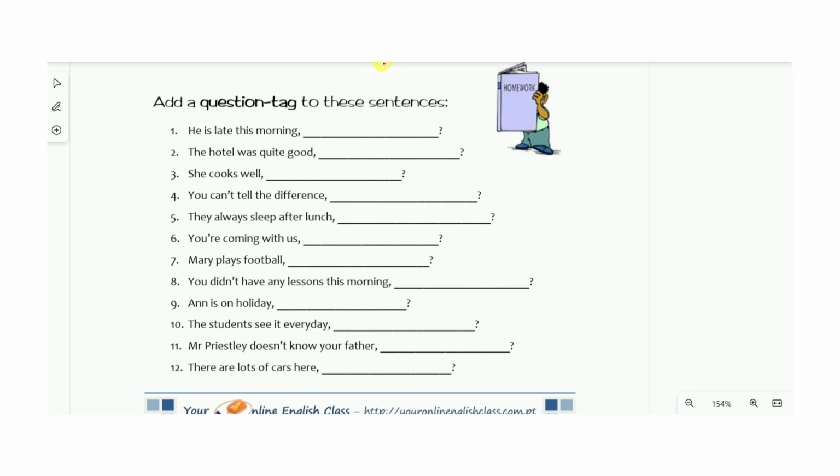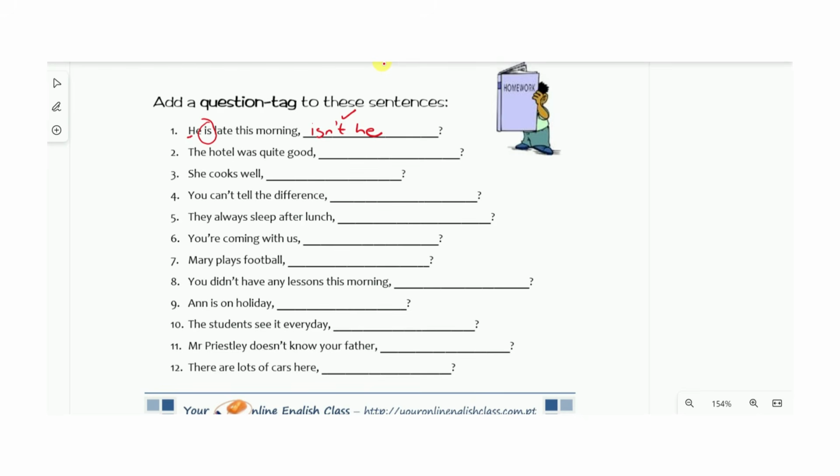"He is late this morning." This statement is positive and then I've got the auxiliary verb "is" here. So that means that I'm going to say "isn't he." So it's auxiliary plus subject. The subject already is in a pronoun. And then by contracting it, I've turned it into a negative. So therefore, the statement is positive, then the question tag becomes how? Negative.